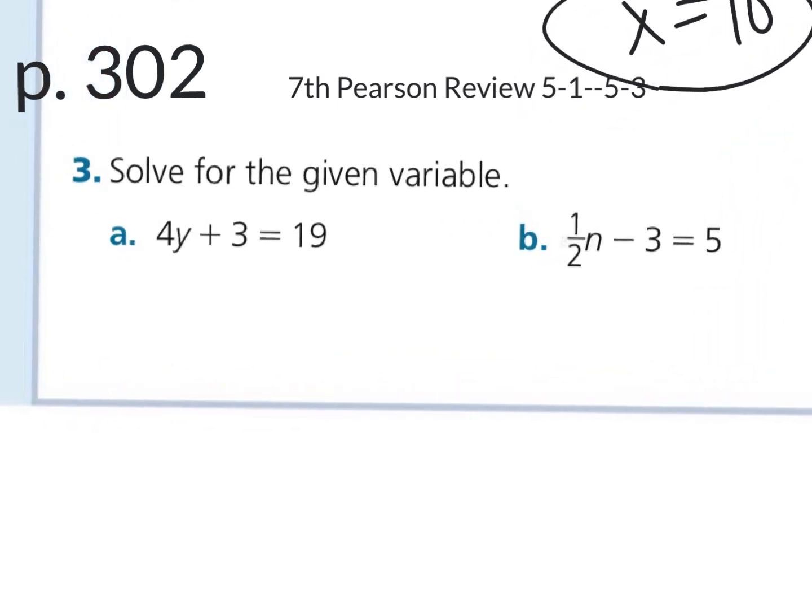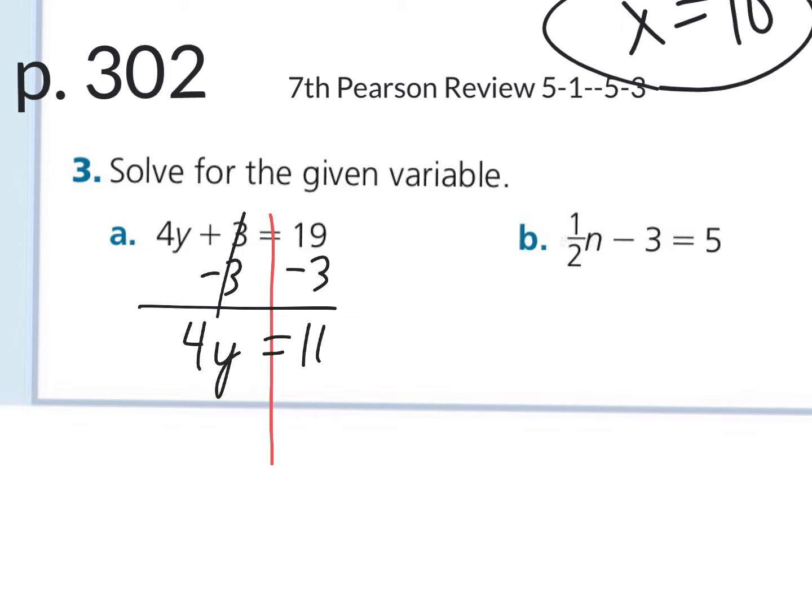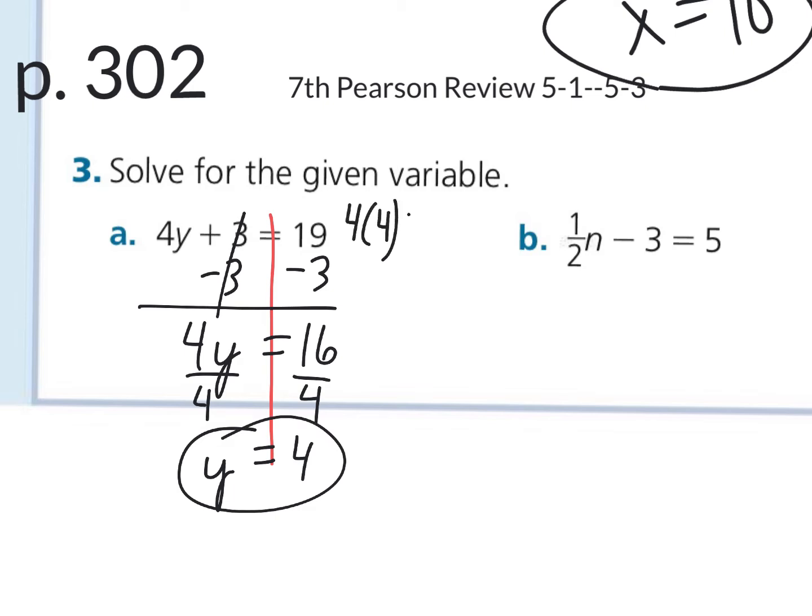Number 3, to solve for this, part A, first of all, they're adding 3. So we can subtract 3 on both sides of the equation. If you want to draw your line here, so you can make sure you're doing the same on both sides of the equation, you can. Then they're multiplying by 4, so we can divide by 4 on both sides. And we get Y equals 4. And if you put that back in the original equation, then that works.